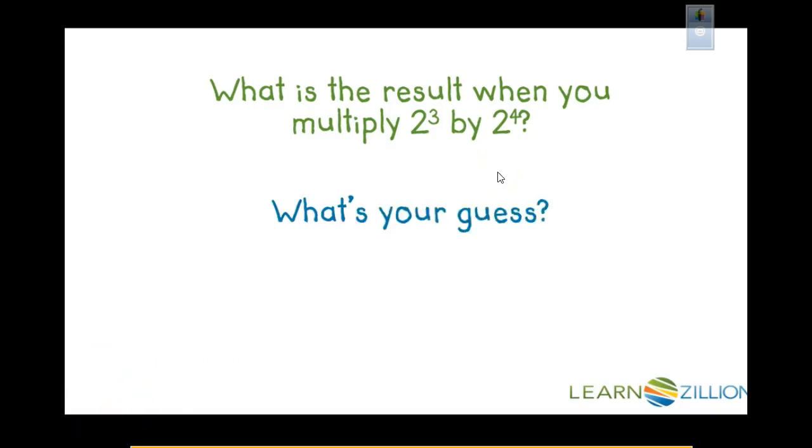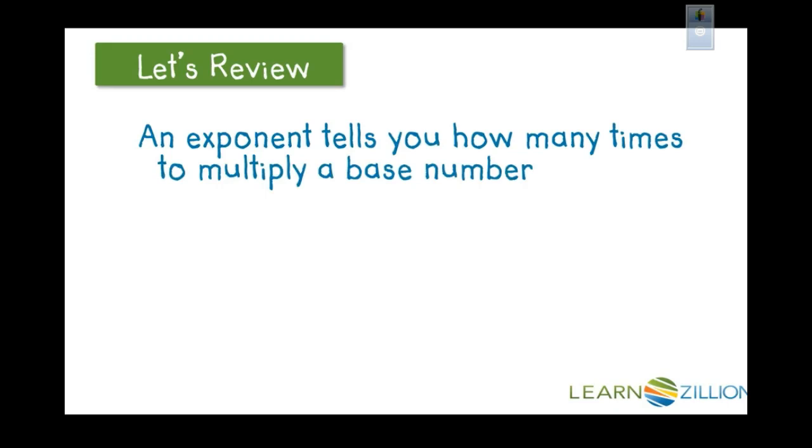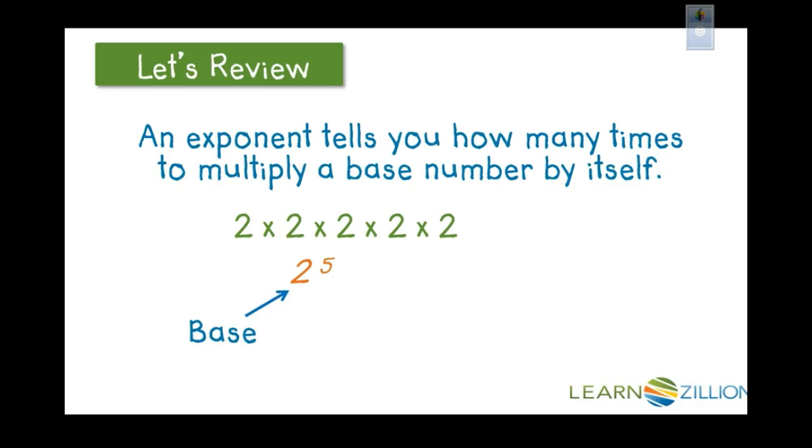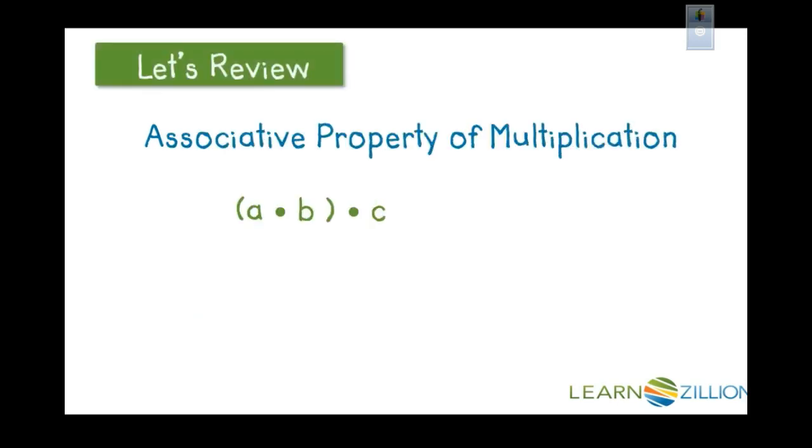Let's explore. In this lesson, you will learn how to multiply two or more exponential expressions by exploring and generalizing a pattern. Let's review. An exponent tells you how many times to multiply a base number by itself. So a multiplication statement like 2 times 2 times 2 times 2 times 2 can be rewritten in exponential form as 2 to the 5th power, where 2 is the base and 5 is the exponent, also known as the power. Also, the associative property of multiplication states that you can regroup numbers in a multiplication sentence.